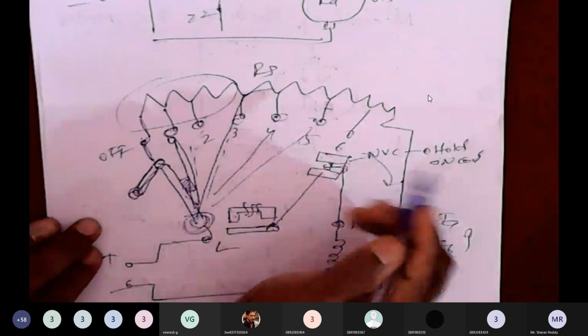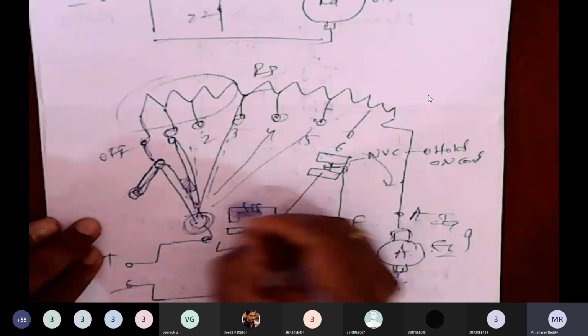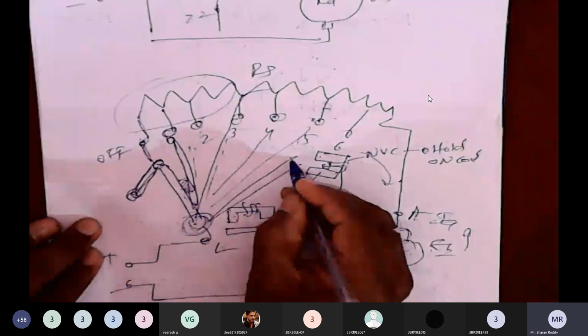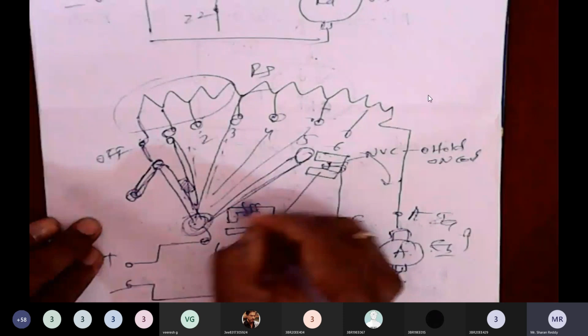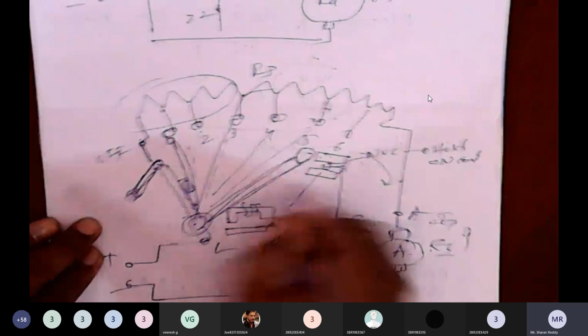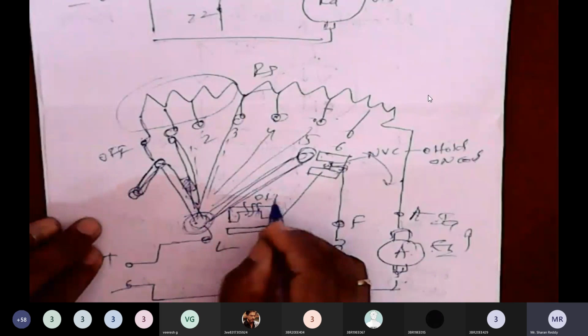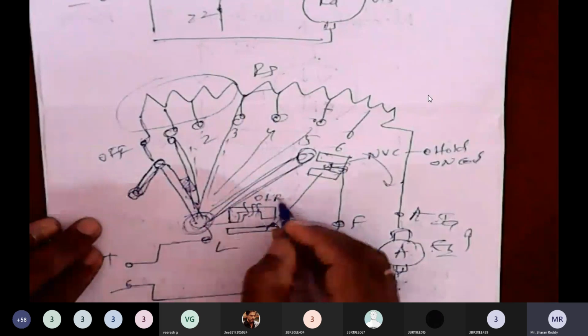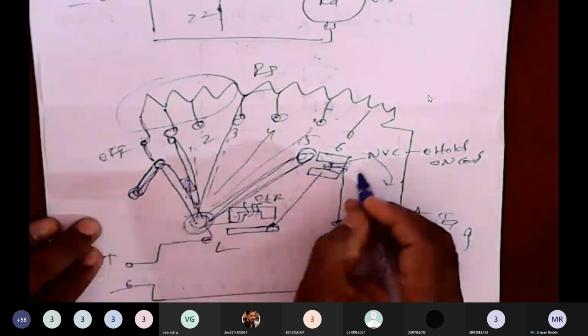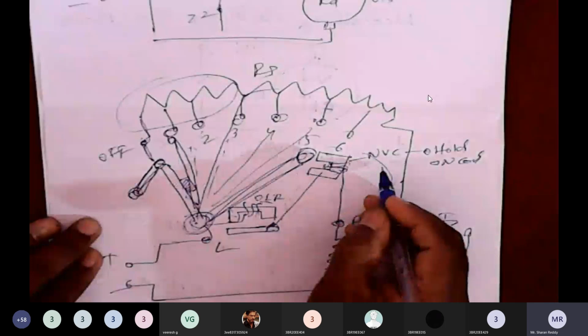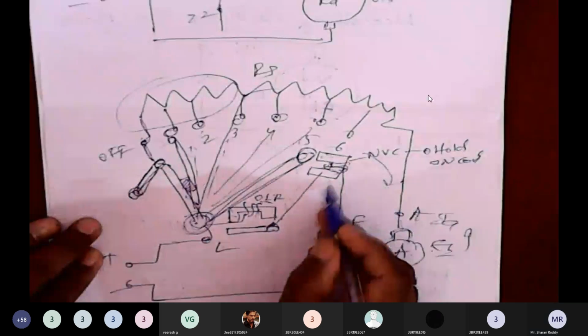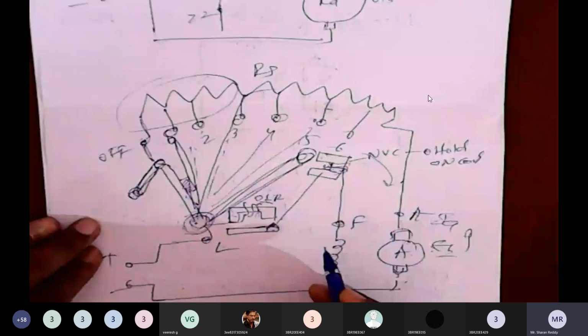And the moment it comes here, the hold on coil holds the handle. It is an electromagnet. There are two electromagnets: this is the OLR coil, overload release coil, and the other is the NVC coil. These are protective devices. Along with a series resistor, two protective devices are used here. And the 3 terminals are L, F, A.